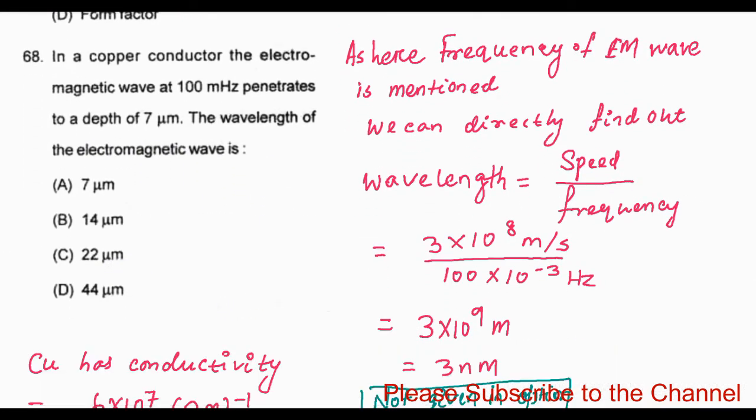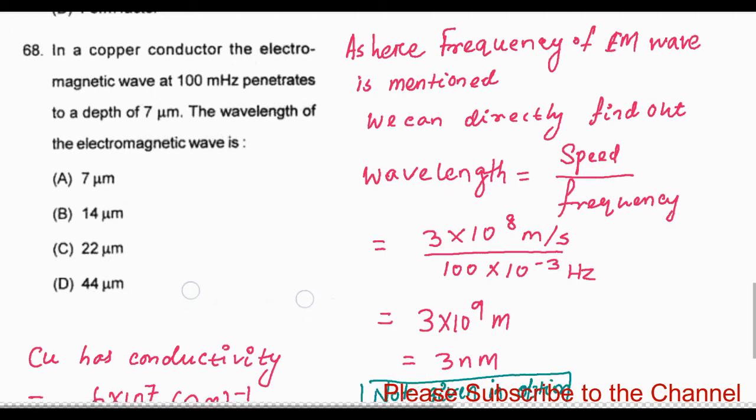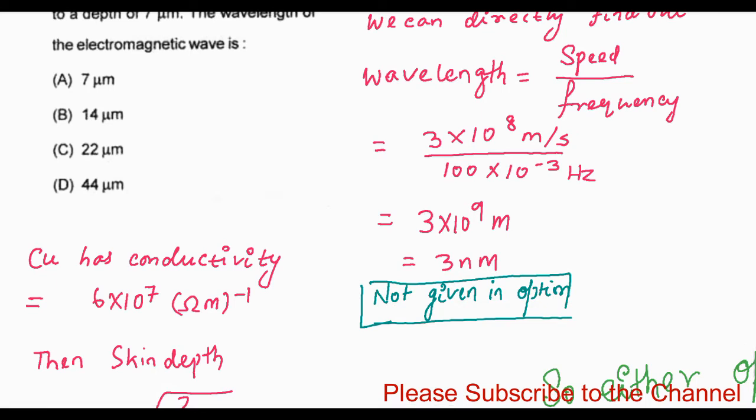Next question is, in a copper conductor, the electromagnetic wave at 100 megahertz penetrates to a depth of 7 micrometer. The wavelength of the electromagnetic wave is? So this is actually a skin depth problem from electromagnetic theory. Now copper has a conductivity of 6 into 10 to the power 7 ohm meter inverse.